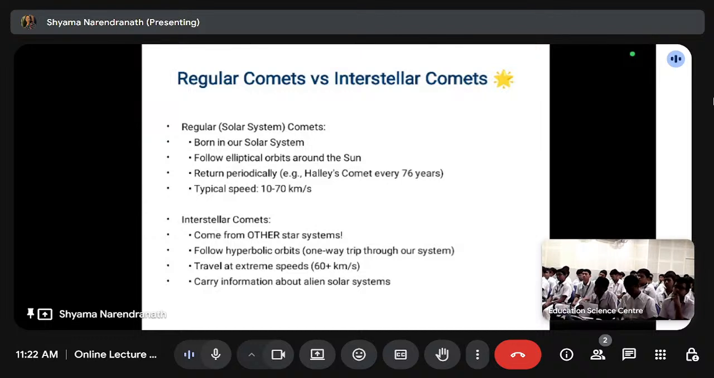We find that they are in hyperbolic orbits, which means they're not closed orbits. If you trace back, you can estimate where they came from, and we understand therefore that they have not originated in our solar system. They typically travel at extremely high velocities, above 60 kilometers per second. This is another clue, because you need such hypervelocity to escape the gravitational field of their solar system and be thrown out.